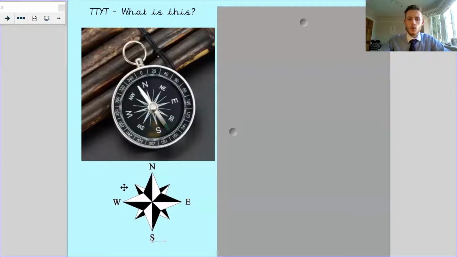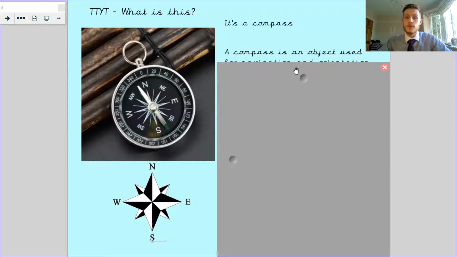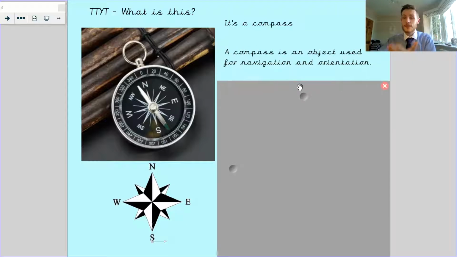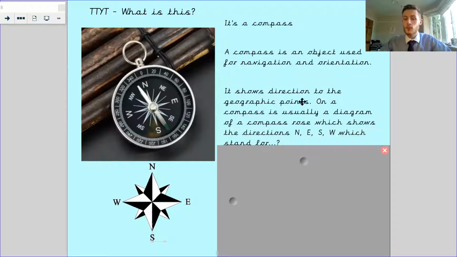What's this? I've got two pictures here. What are they? Well, I'm really hoping everybody knows what these are. It's a compass, isn't it? Both of these are compasses. Now, a compass is an object that we use for navigation and orientation, which means to find out where we're going and which way we need to go. It shows direction to geographical points.